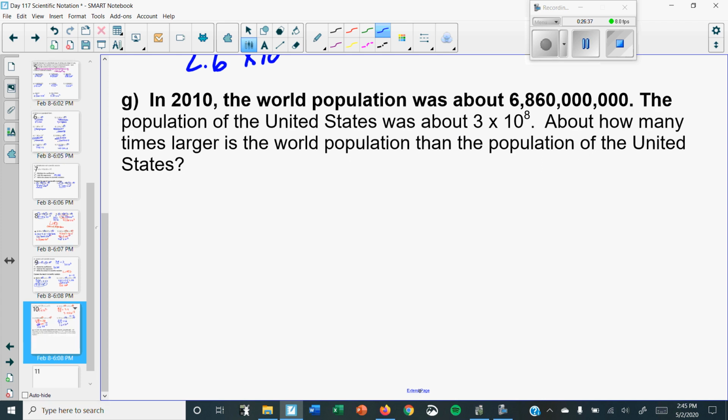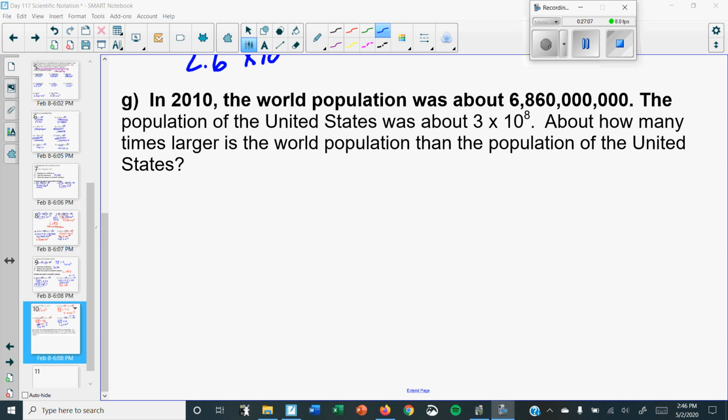In 2010, the world population was about 6,860,000,000. The population of the United States was about 3 times 10 to the 8th. All right. About how many times larger is the world population than the population of the United States? So if you wanted to figure out how many times larger, that means we're going to have to divide, so we know how many times more the world population is.